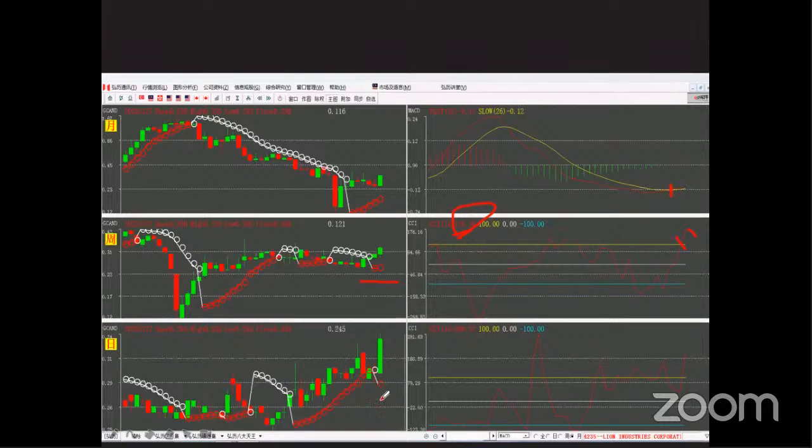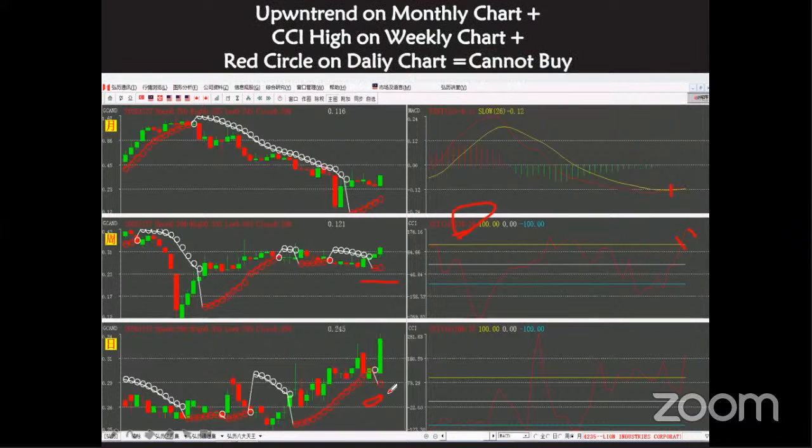So even if you see on the daily chart here the first red circle appeared, the decision is that we cannot buy, right? Since the CCI is in the high position based on the weekly chart. So even if the daily chart shows the buy signal, we cannot make the decision to buy. So this counter we cannot buy yet. Yes, correct. Okay, next one.